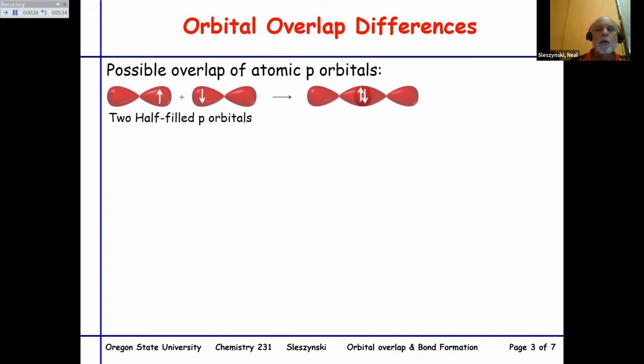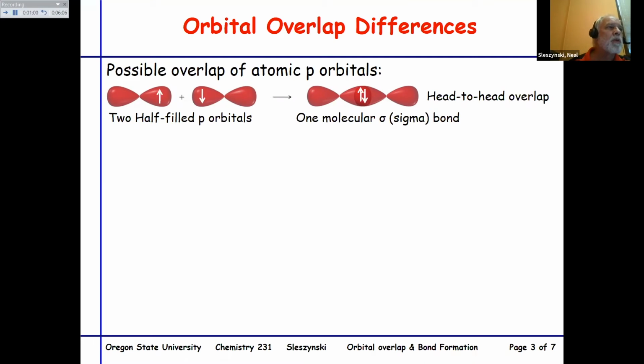Well, what happens if we get head-to-head overlaps of those dumbbells? We start out with two half-filled p orbitals. When we get head-to-head overlap, those electrons pair up. They are physically located now not on either side of the nucleus, but between the two nuclei. So each individual electron is not only attracted to its own nucleus, but the nucleus of the atom that it's attracted to, forming a bond.